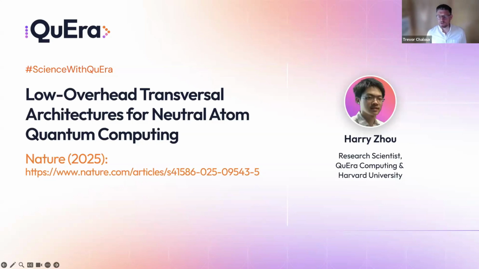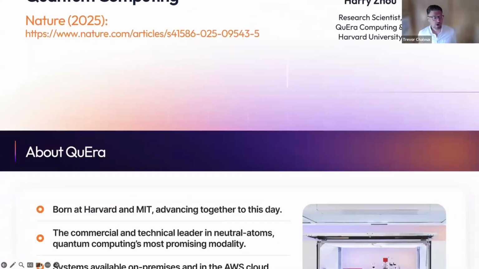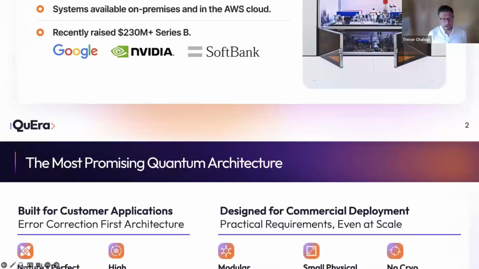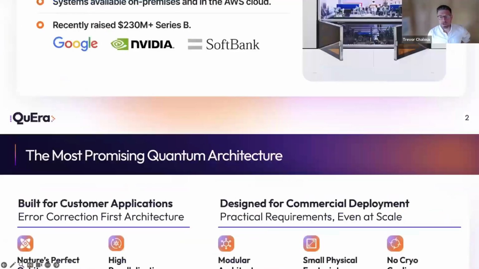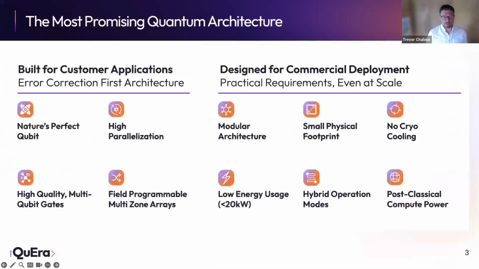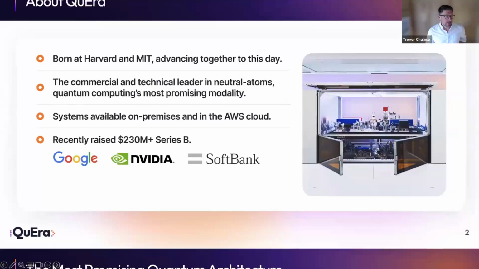So with that, I'll dive in with a little bit of an overview of who we are at QuEra. QuEra is a quantum computing startup that was born at Harvard and MIT. Our four scientific co-founders, who are still actively involved in the company today, two of them came from Harvard and two of them came from MIT. We still work very closely together with both of these universities through sponsored research agreements. We have some QuEra hardware in both of those labs that the teams are actively using.